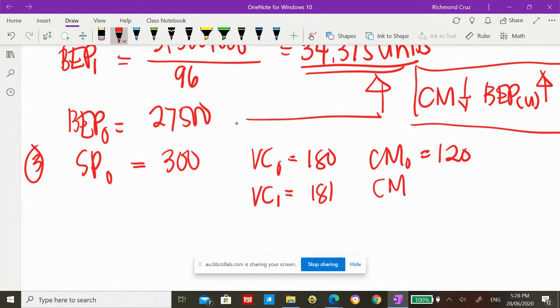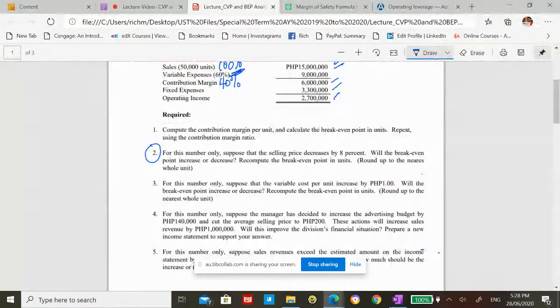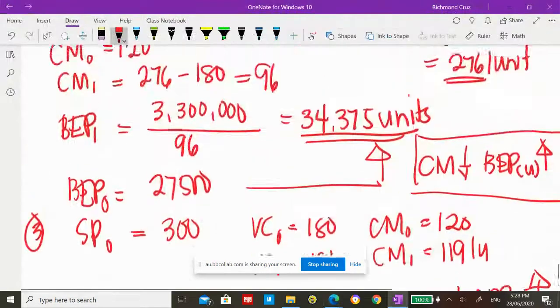If that is the case, magbabago ulit yung CM natin. So magiging tataas o bababa? Bababa siya. So 300 minus 181. So lalabas, this is 119 per unit. So following the rule, yung CM natin bababa. Di ba bababa siya? So anong mangyayari dun sa break-even point? So dapat siya ay tataas. Increase ba? Yan. Variable cost per unit will increase by 1.